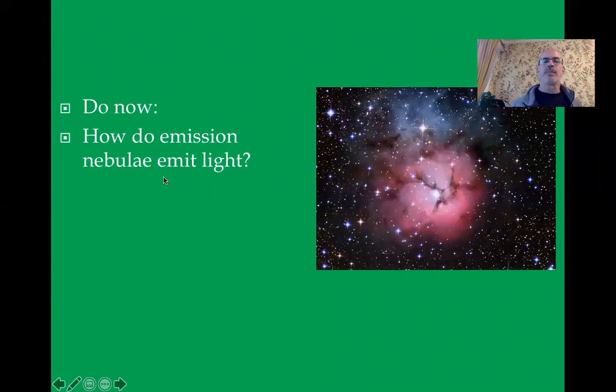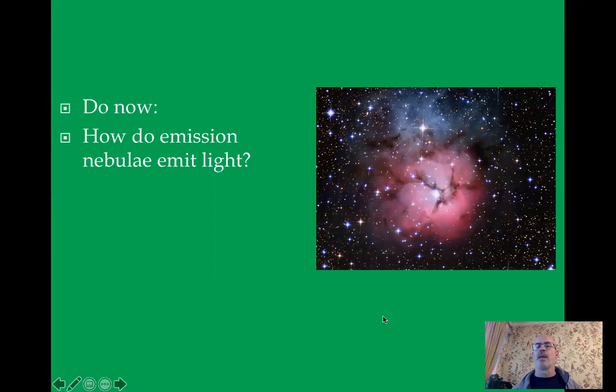All right. So today's Do Now is: how do emission nebulae emit light? If you didn't watch the last video and do the last homework, you might want to do that now before you do this. We learned about different types of nebulae: emission nebula, reflection nebula, and dark nebula.